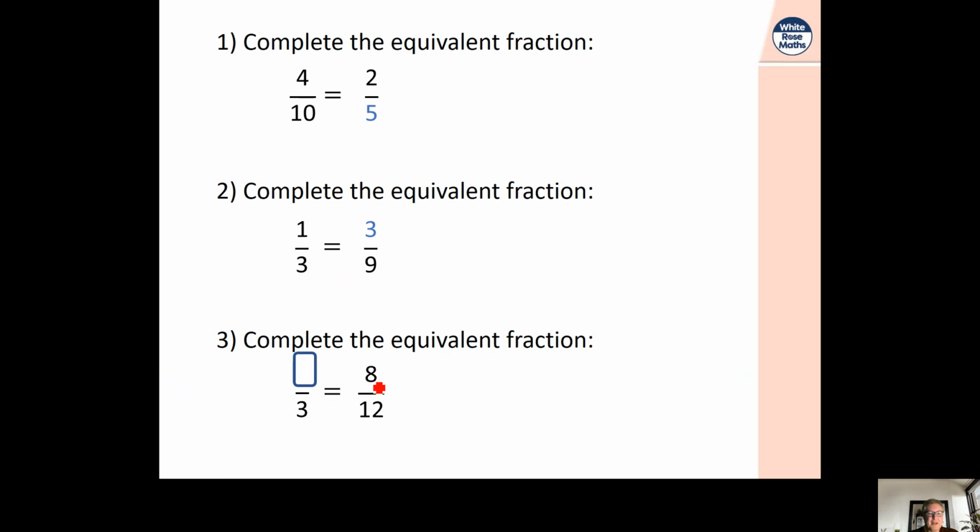So we're going from 8/12. We've got this equivalence here. But we're now moving this way. So we've gone from a denominator of 12 to a denominator of 3. What did you divide the 12 by? Therefore, what do you do with the 8? Okay, so 12 divided by 4 is 3, and 8 divided by 4 is 2. Well done, self-assess your learning.